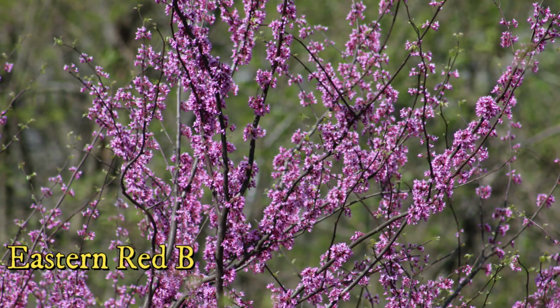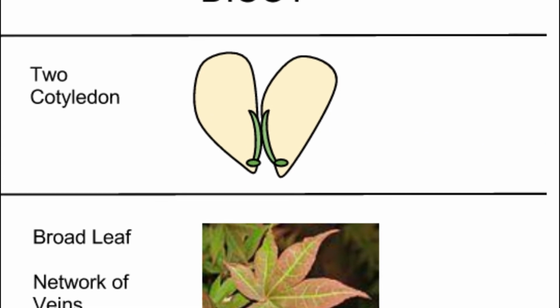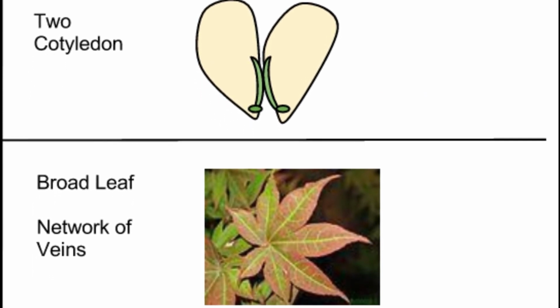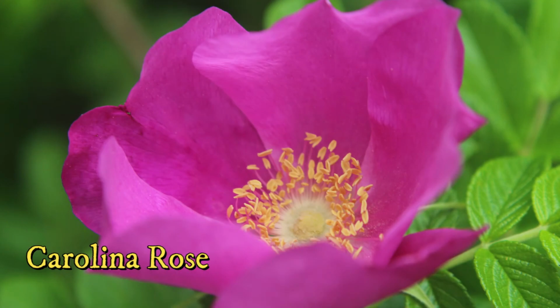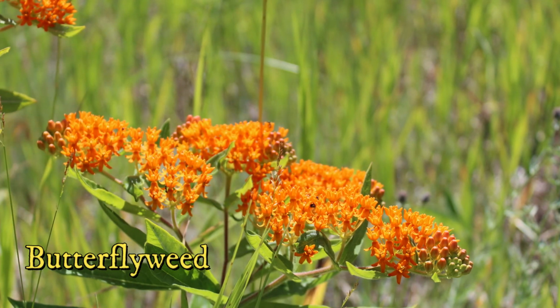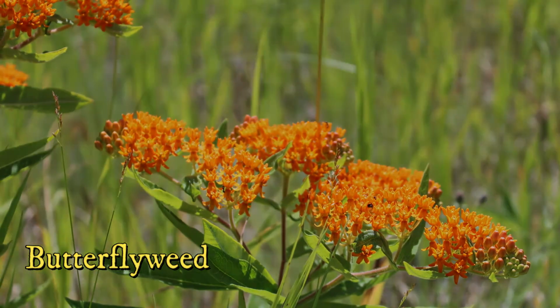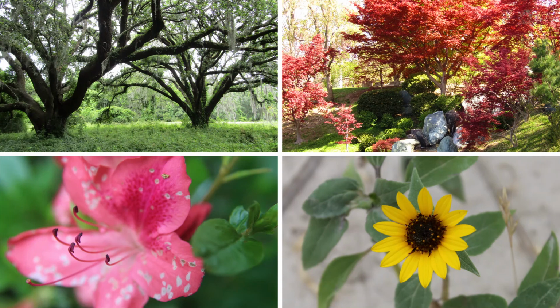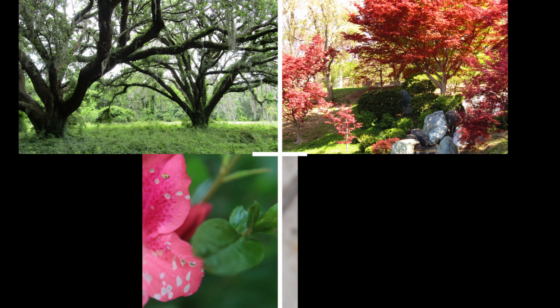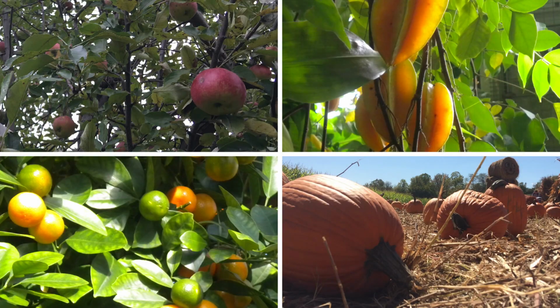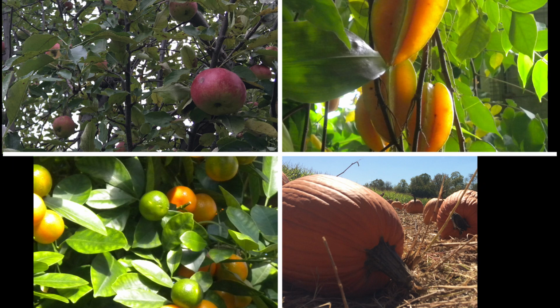Eudicots make up 2/3 of all flowering plants and are characterized by the following features: two cotyledons in the seed, veins that form a branched network, floral parts that are in fours and fives. Eudicots can be herbaceous, meaning green, or woody. Most trees are eudicots. Examples of eudicots include oaks, maples, azaleas, sunflowers, and roses. Foods made from eudicots include apples, pears, maple syrup, grapes, and pumpkins.